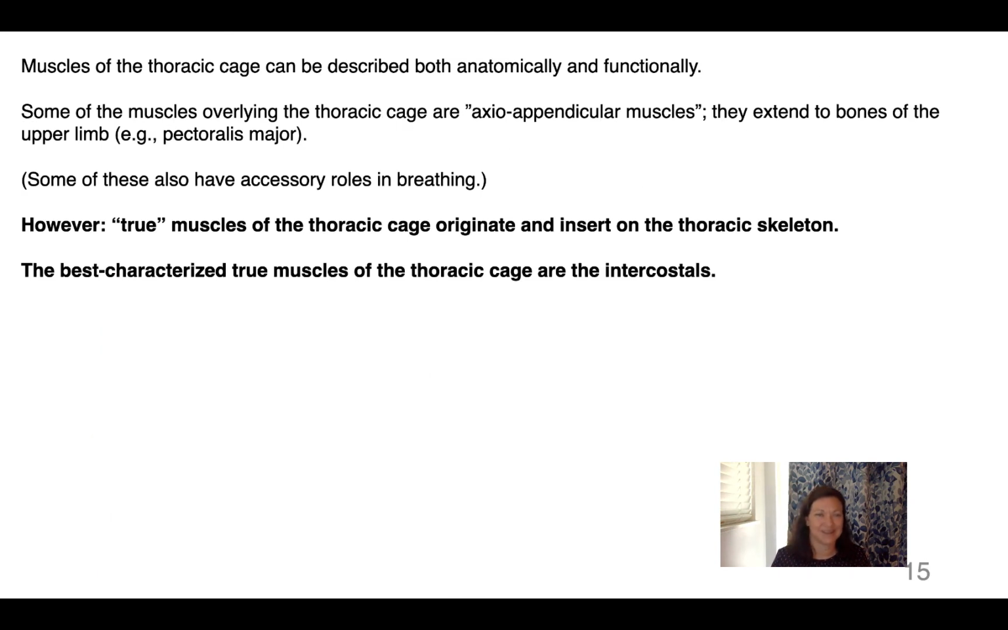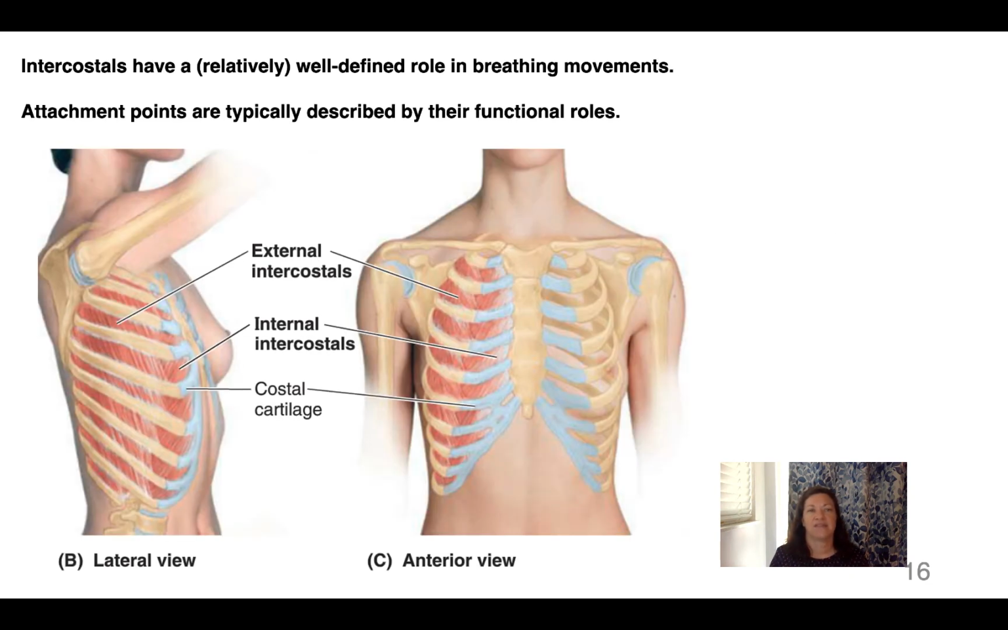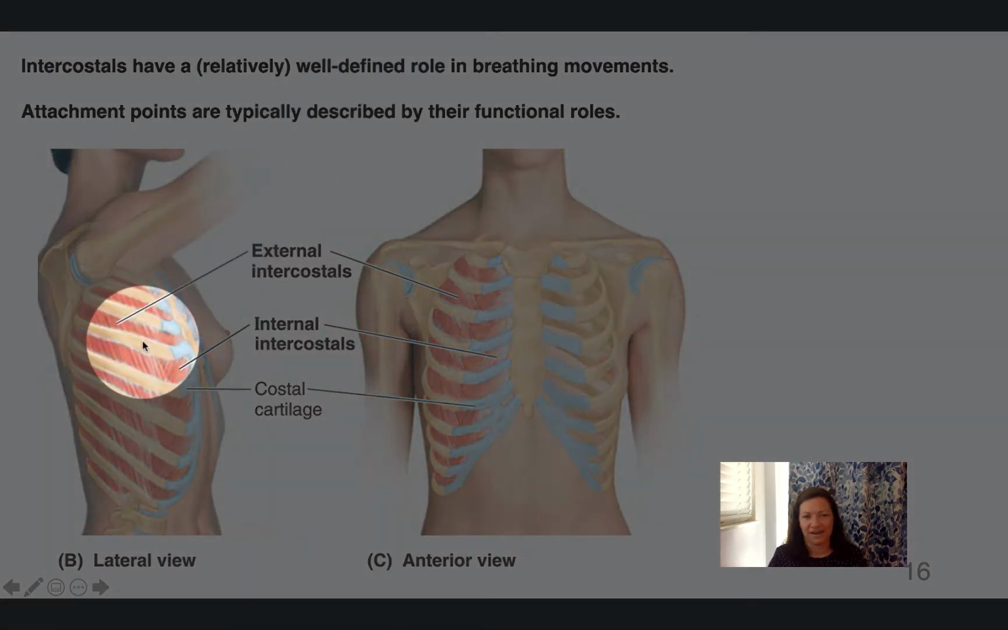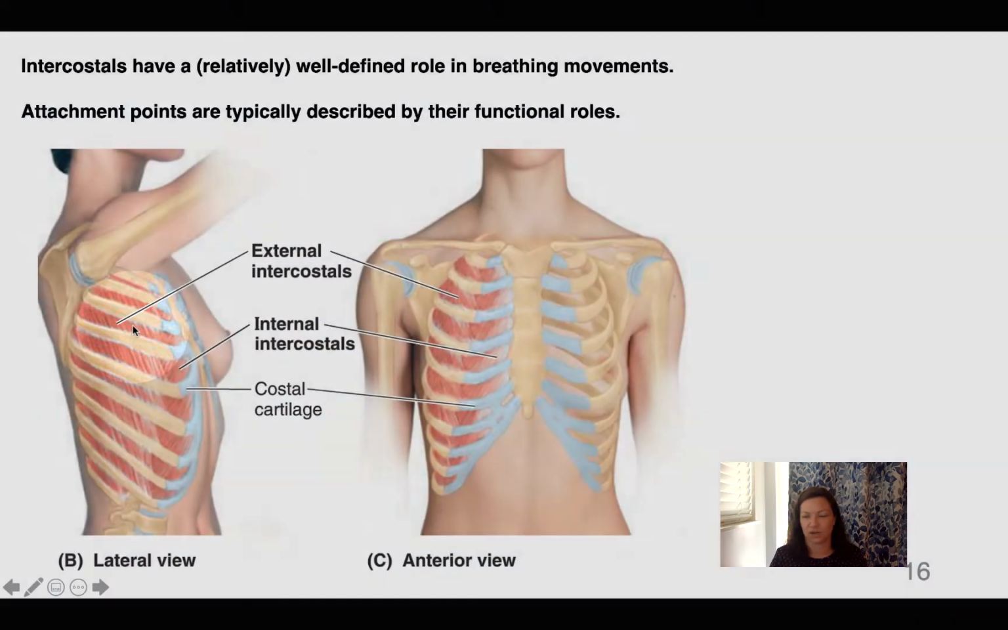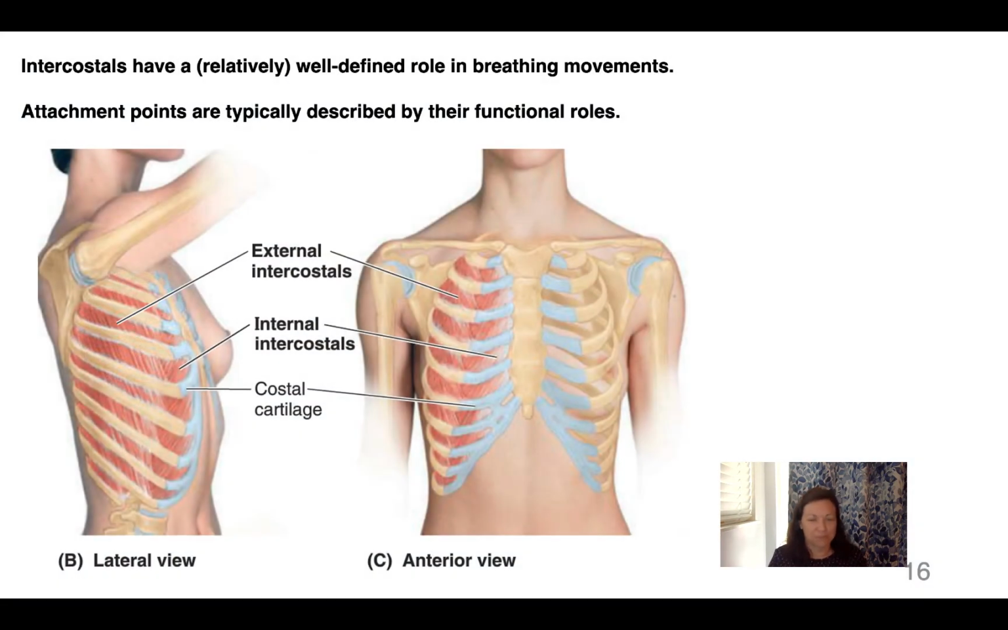Instead, the best characterized true muscles of the thoracic cage and accessory muscles of ventilation are the intercostals. Now, most people agree on the role of the intercostals in breathing movements. And if you're wondering how people are still, in this day of modern science, arguing about which muscle does what when we breathe, consider the challenges of recording an EMG in a live person from the intercostals. These are deep muscles that are incredibly mobile, because if your thoracic cage stops moving, you're not breathing. And so these are challenging things to study.